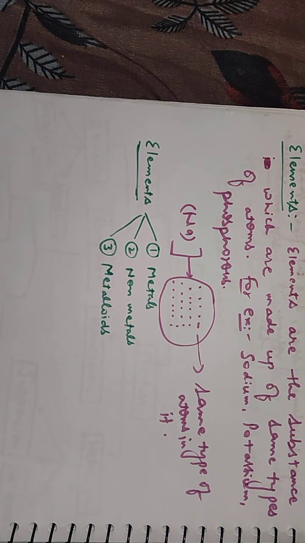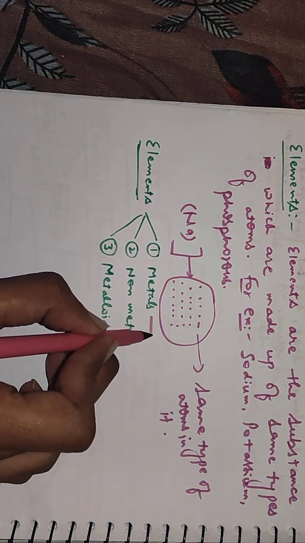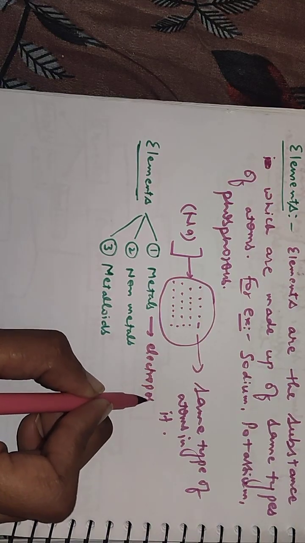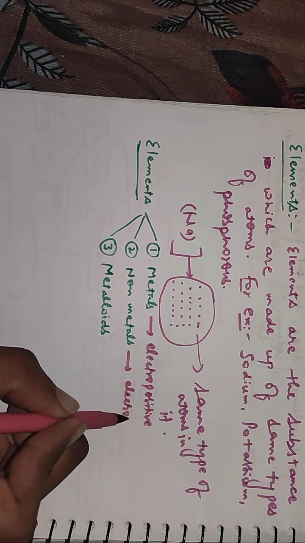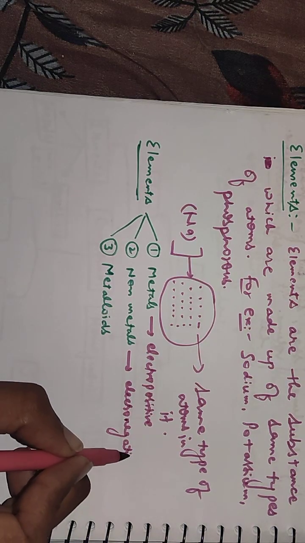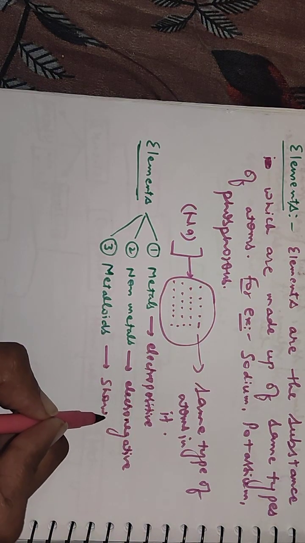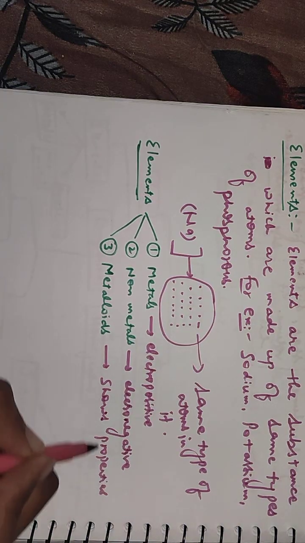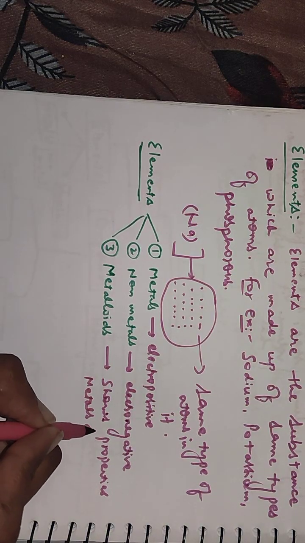So what are the metals? Metals are usually electropositive in nature. It means they can lose electrons. Non-metals are electronegative in nature. They have a tendency to gain electrons. And metalloids show properties of both metals and non-metals.